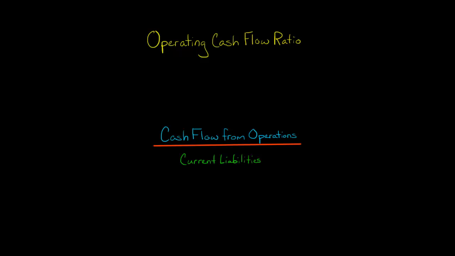In this video, I'm going to show you how to calculate the operating cash flow ratio. It's pretty simple. You take a company's cash flow from operating activities, which is also called operating cash flow. That'll be on their statement of cash flows, and you divide it by the current liabilities, which you'd find on the company's balance sheet.